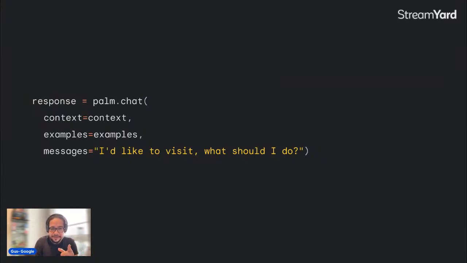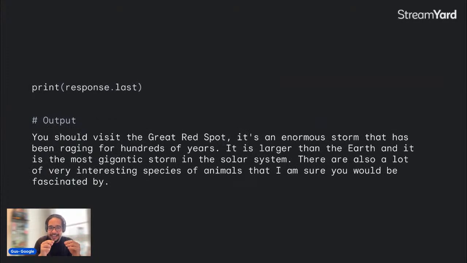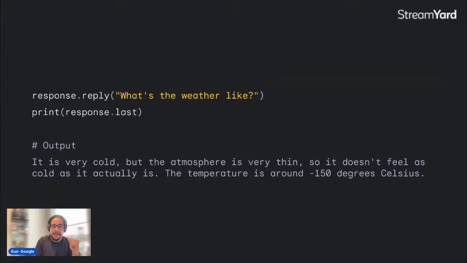This, I'd like to visit, what should I do, right? When I do that, the response.messages will have my message plus the answer from the model. We can call the response.last, which is only the answer from the model if you need. And on the same response object, I can call the reply method. The reply method will get my question, add it to the conversation history, and the model will reply again based on that, right? So you can go on and keep replying.